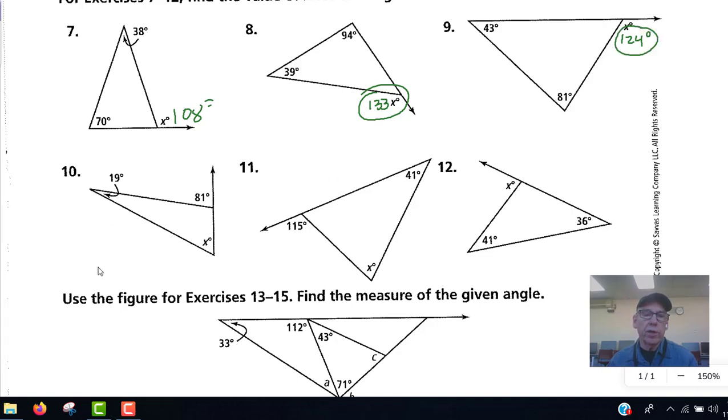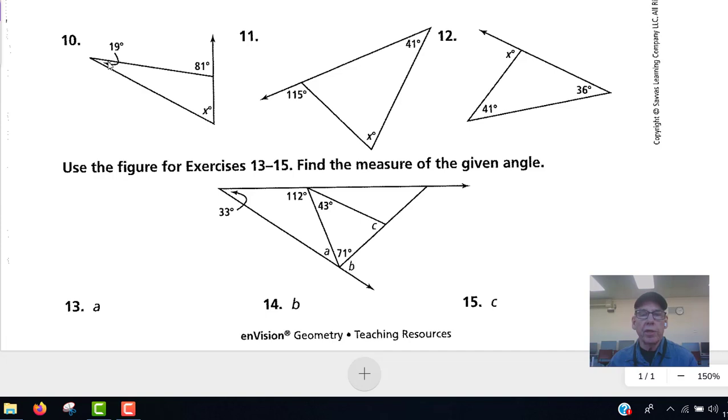Okay, let's look at number 10. This is a 19, this is an 81, this is an x. 19 plus x has to equal 81, since 81 is an exterior angle. It's equal to those two added together. So let me set the algebra up that goes with that. We have 19 plus x equals 81. Take away 19 from both sides. If we were to take 20 away from both sides, we get 61. We're taking one less than that away, so we actually get 62. So x is going to be 62 degrees.